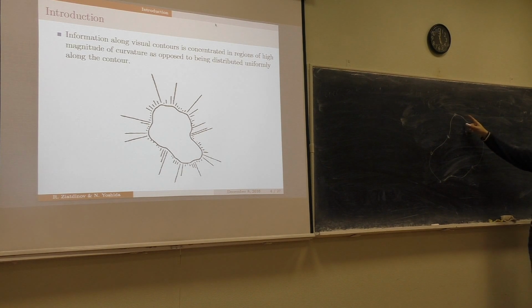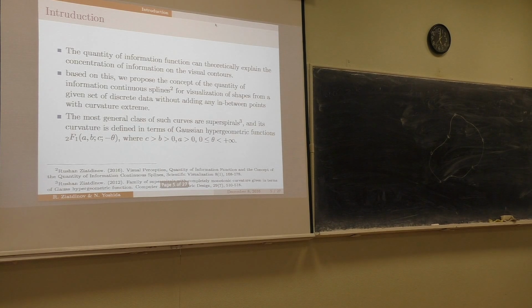The other points are not that important for us because we are not attracted by them. Our eye is not caring about this. It is a kind of information handling process. As I said before, a very important concept here is the quantitative information function, or in the field of visual perception they call this the surprisal. It can theoretically help us to explain the concentration of information on the visual contours.